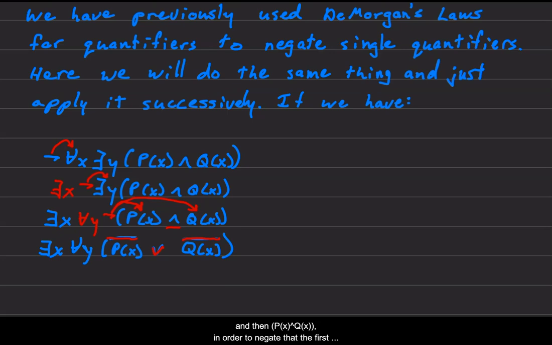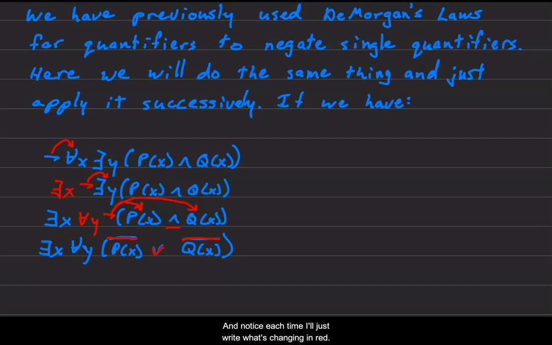p of x and q of x, in order to negate that, the first thing we'll do is we'll apply the negation to the for all. So the for all will become there exists x. The negation will then move through to the there exists y. And the rest at this point remains unchanged.